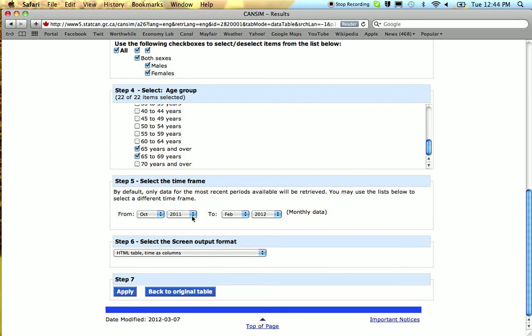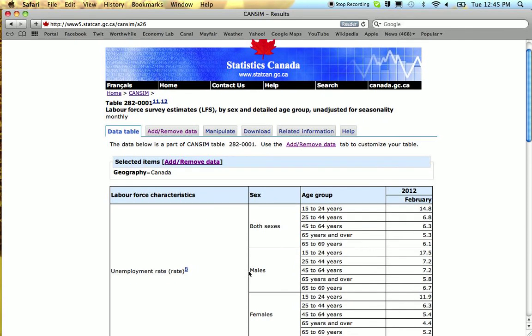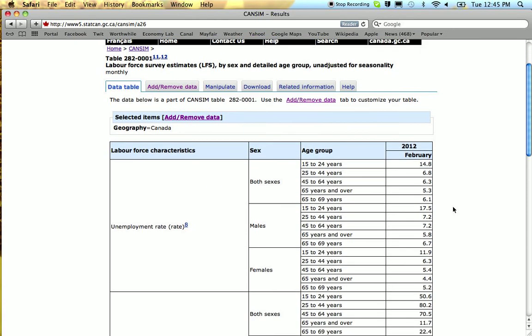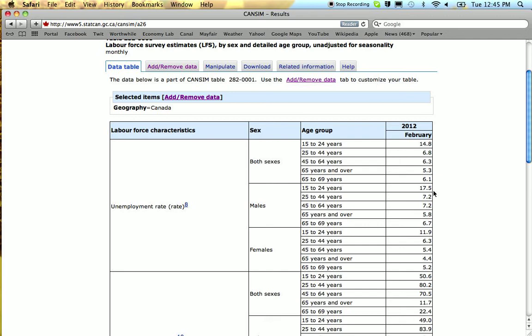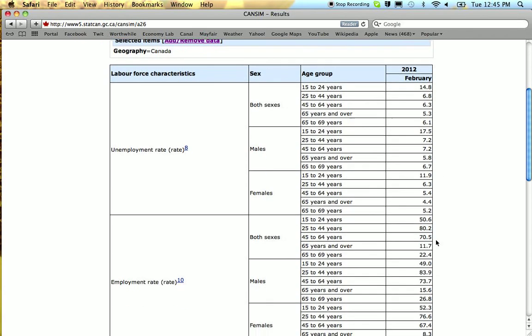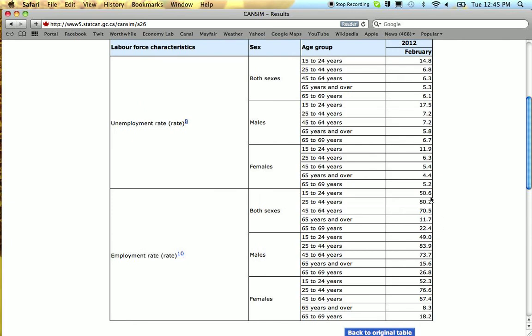Let's just choose only the most recent numbers. Now let's just go just the February 2012, just the most recent numbers. Okay. Here we are. So our unemployment rates, and look, you can see, interesting here, much higher unemployment rates for younger workers than for older workers, and much higher unemployment rates still for men than for women. Okay, but what's the picture when we look at employment rates?